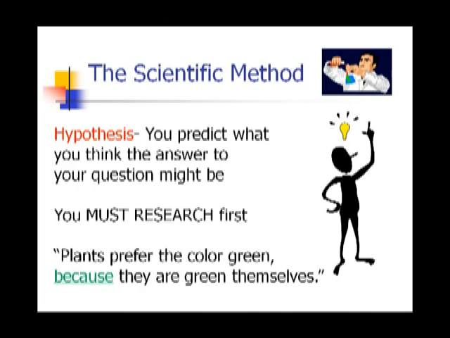You must research it first. That's the research or the observations we are talking about. This fellow has come up with a possible answer. Plants prefer the color green because they are green themselves. You should write this down. Never put I think or I believe, even though right here it says you think. You never write that in your hypothesis. You state it as a fact. Scientists state facts. This is the way it is. It will be supported or not supported.